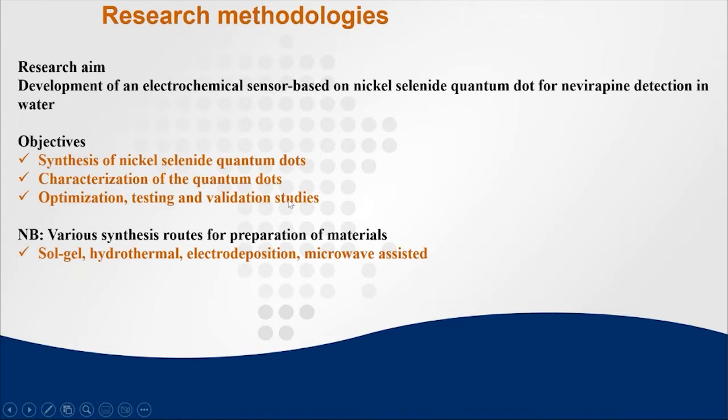techniques. After the characterization, we have to actually optimize. What do we do when we optimize? We have to ensure that the parameters that we are using are correct for our electrochemical sensor system. After the optimization, we then test, that means we introduce our nevirapine in our sensor system. And of course, do some validation studies.